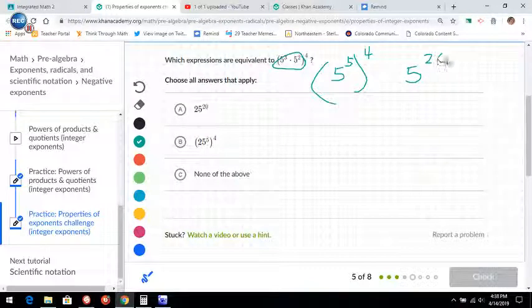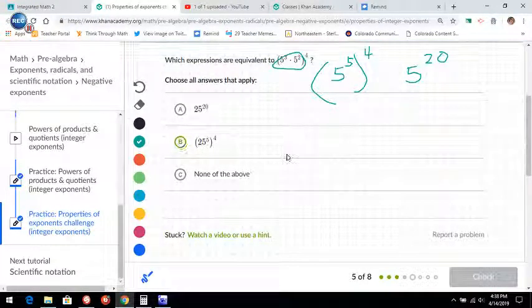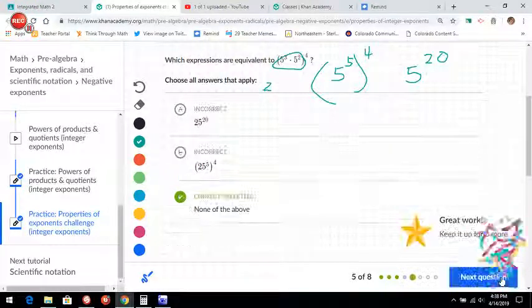Now I'm looking at the answer choices. I don't see 5 to the 20th. I see 25 to the 20th, which is not the same thing, and I see 25 to the 5th. I'm trying to write 25 to the 20th, which is not the same as 5 to the 20th. Let me look back. 3 plus 2 is 5, and then I raise it to the 4th power. I'm going to go with none.